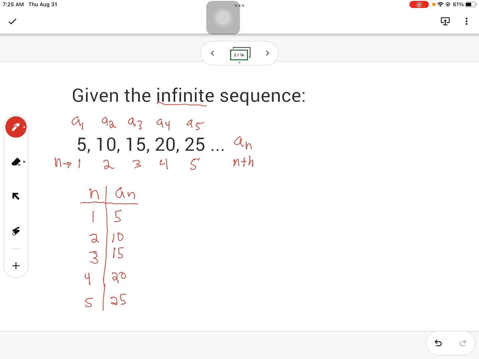Now, sometimes it's easy to see how the terms change. Sometimes it's not, so we have to learn some techniques. So go ahead and take a look and try to determine how each term is changing. What is it changing by? Pause the video and do that right now, please.